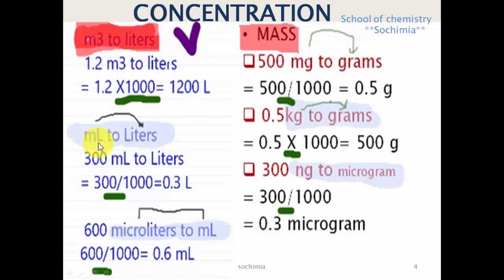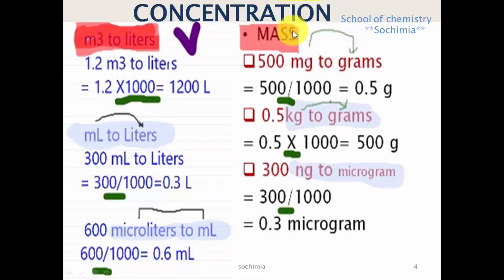Similarly, if you have ml and you want to convert it to liters, ml are smaller units, liters are bigger units, so you need to divide with 1000. So 300 ml divided by 1000, you're going to get 0.3 liters. Similarly, 600 microliters to ml. Microliters again is a smaller unit, ml is a bigger unit, so from smaller to bigger unit you need to divide to get the required answer here.